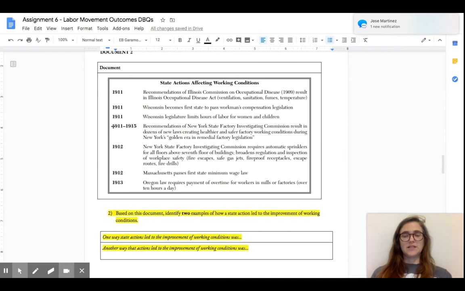Okay. 1911 to 1915, recommendations of New York State Factory Investigating Commission result in dozens of new laws, creating healthier and safer factory working conditions during New York's golden era in remedial factory legislation. In 1912, New York State Factory Investigating Commission requires automatic sprinklers for all floors above 7th floor of buildings, broadens regulations and inspection of workplace safety, fire escapes, safe gas jets, fireproof receptacles, escape routes, and fire drills. So all fire safety measures. In 1912, Massachusetts passes the first state minimum wage law. And in 1913, the Oregon law requires payment of overtime for workers in mills or factories who work over 10 hours a day. So from that list, give me 2 examples of how a state action improved working conditions for people.